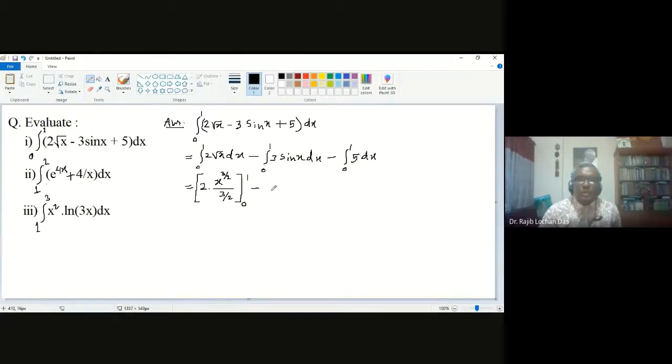So now you are getting minus 3 cos x. So minus 3 cos x, this is inside a bracket. If you do not want that bracket, then you can write plus. So that is up to you.